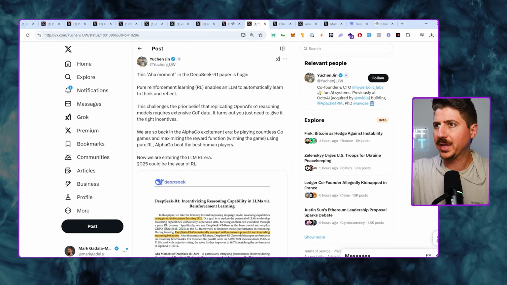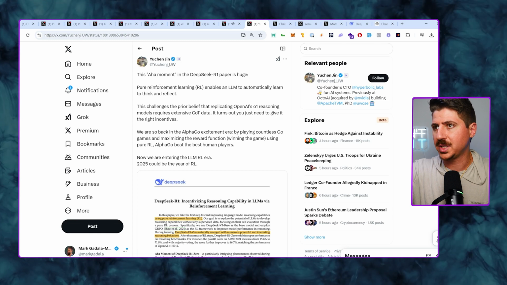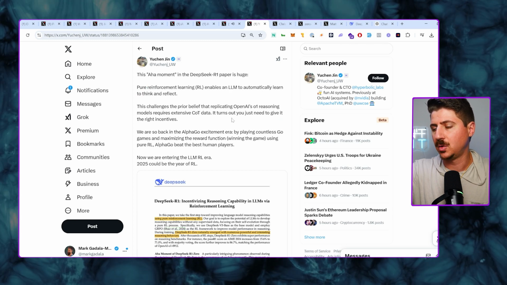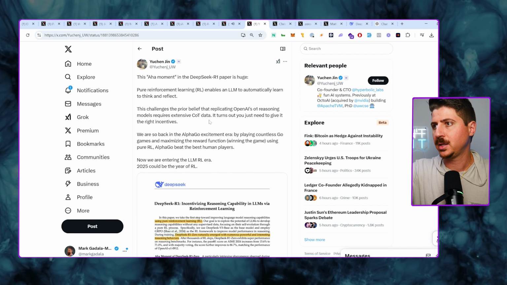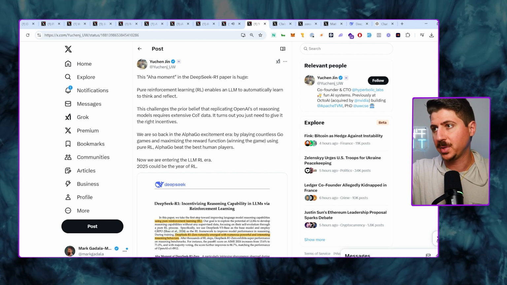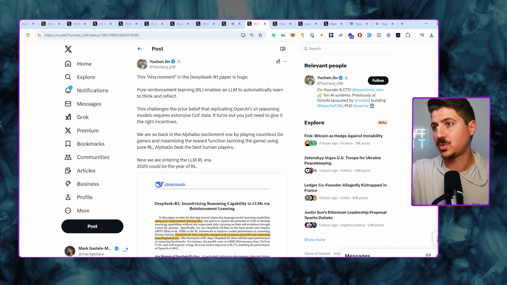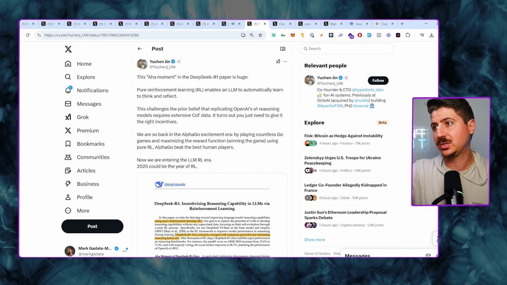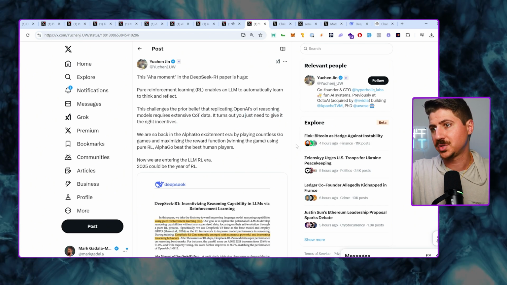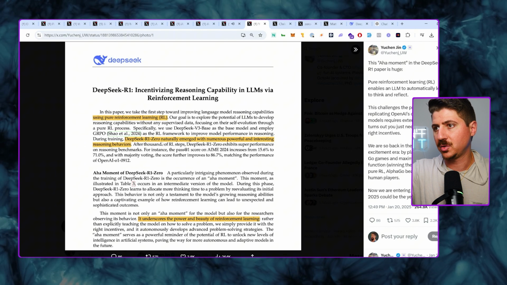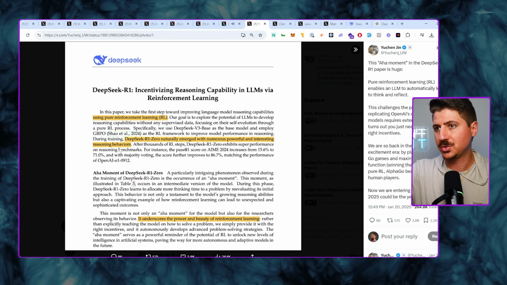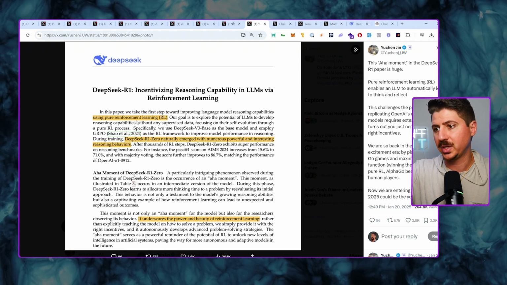So another cool thing I saw here on X, the way it works is this reinforcement learning model. In other words, the way that they're training these models to get better and better is this reinforcement learning. So this challenges the prior belief that replicating OpenAI's O1 reasoning models requires extensive COT data. And it turns out you just need to give it the right incentive. So in other words, this is using a reinforcement model to learn, right? So it's saying R1-Zero naturally emerged with numerous powerful and interesting reasoning behaviors using this reinforcement learning.